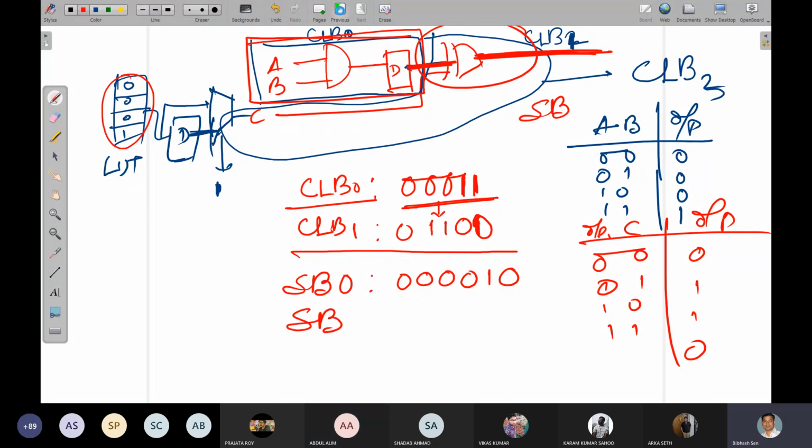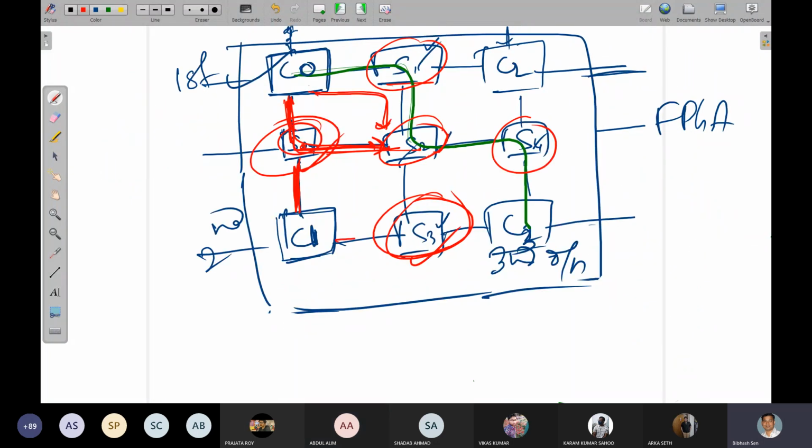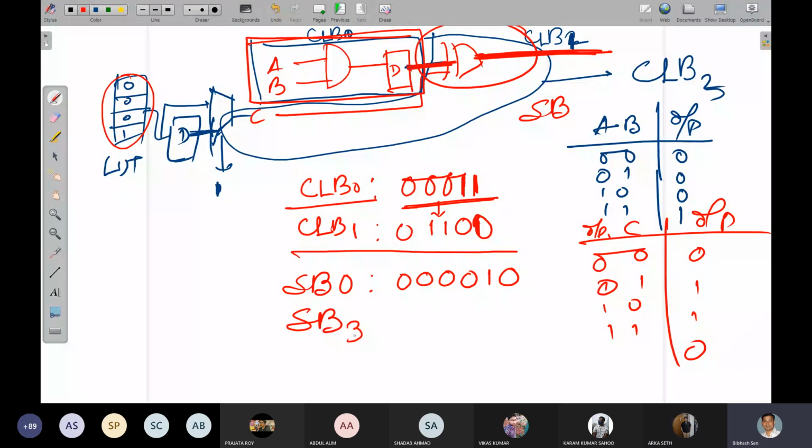Now next is SB, what? SB3. SB3 will be horizontal, right? Is it clear? So yes, sir, the SB3 configuration will be, tell me what? All 0, with a 0 in the last one. Very good. That is SB3.